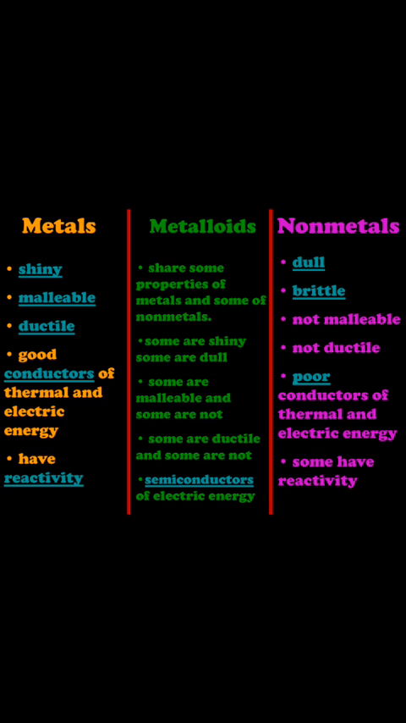What are metals? Metals are hard, shiny, ductile, good conductors, and highly reactive. That's why they're called metals. Some metals are solids at room temperature. Metals occupy a very large area in the periodic table.